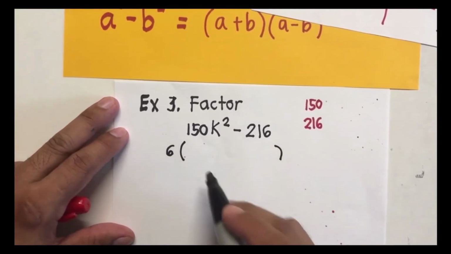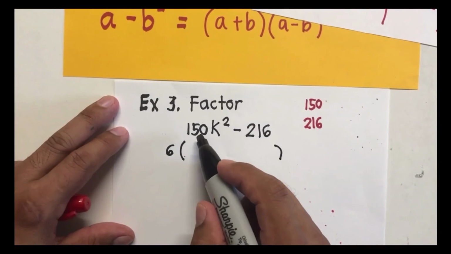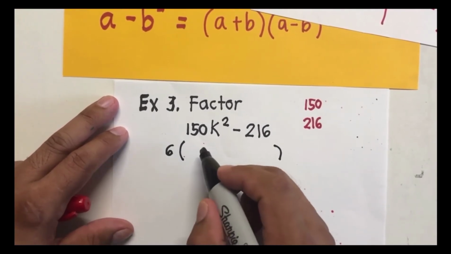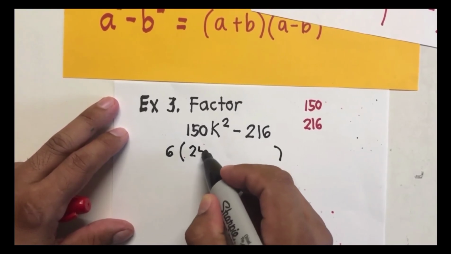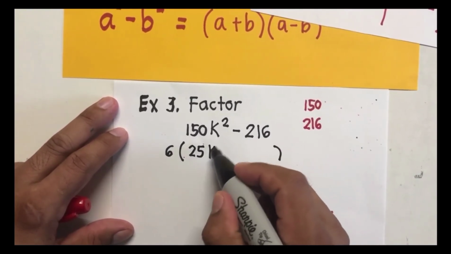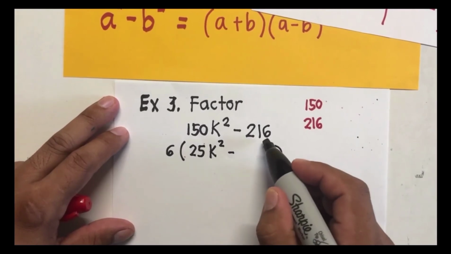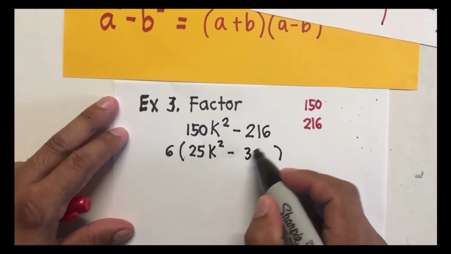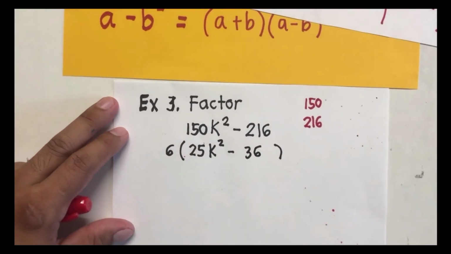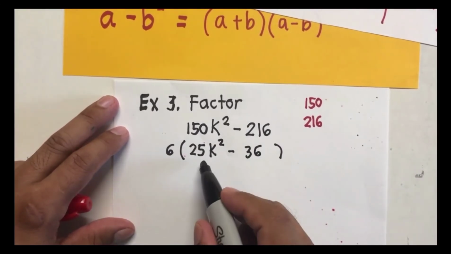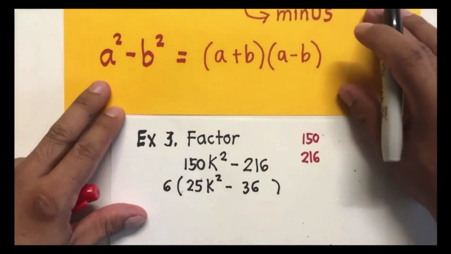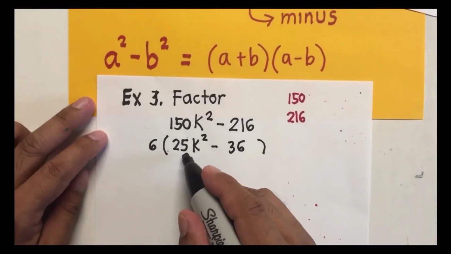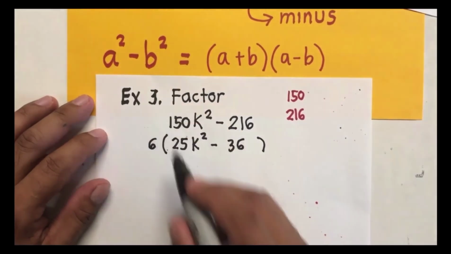And then we divide. 150 divided by 6 would be equal to 25. Then copy the k squared. 216 divided by 6 is 36. You can just check my computation. And then this one is still not in the form a squared minus b squared. So we need to do something so that this form will look like that one.